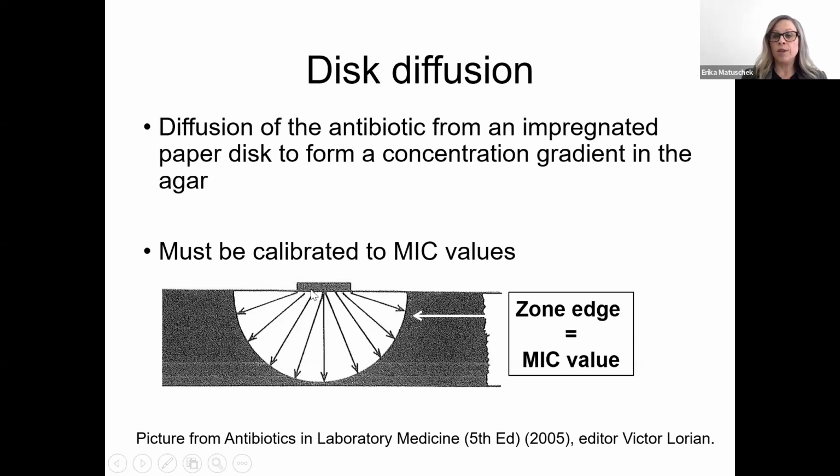And as soon as we put the disc on the agar plate, the antibiotic will start to diffuse. And the concentration of the antibiotic is highest close to the disc, and then it decreases until you reach a certain concentration, which actually is the MIC value, and there you will have inhibition of growth. But to mean anything, the disk diffusion method must be calibrated to MIC values and to MIC breakpoints.